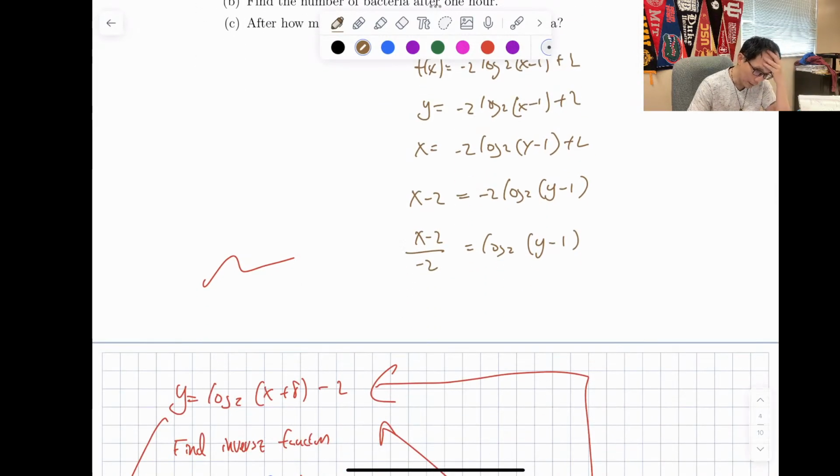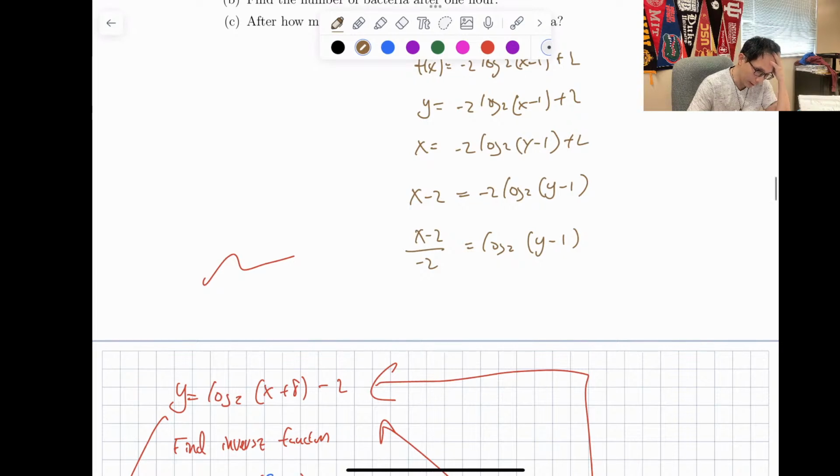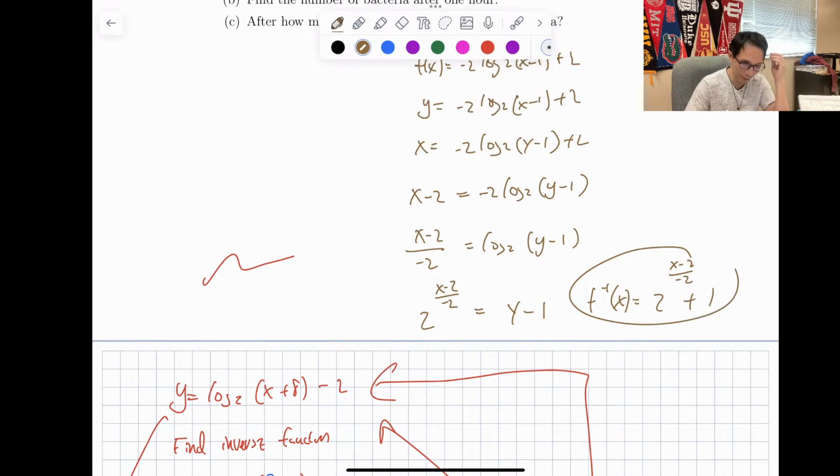And I'm gonna draw a heart. I think that way is easier, or the other way. So it'll be 2 to the x minus 2 over -2 equal to y minus 1. And then it's gonna be inverse of x is equal to 2 to the x minus 2 over -2 plus 1. So that will be the inverse. How do you verify? You plug it back in. Plug it back in, right?